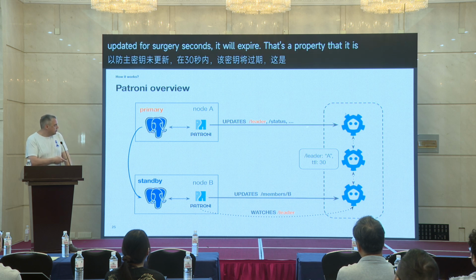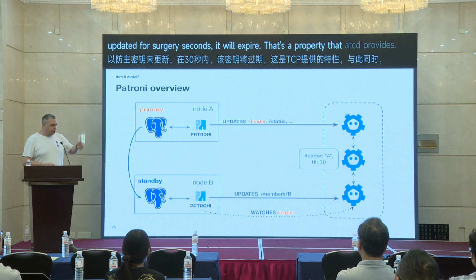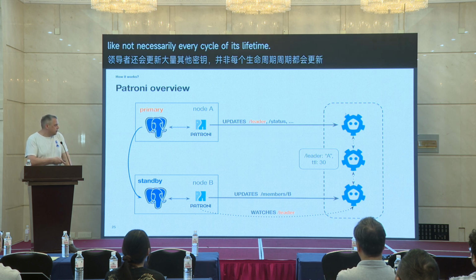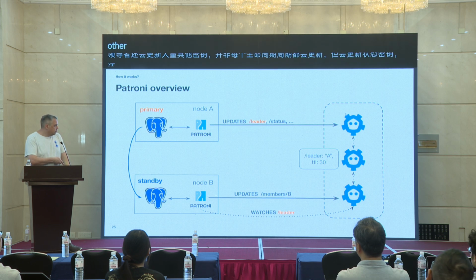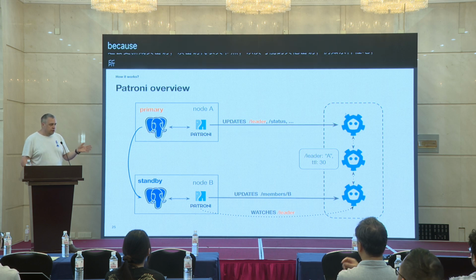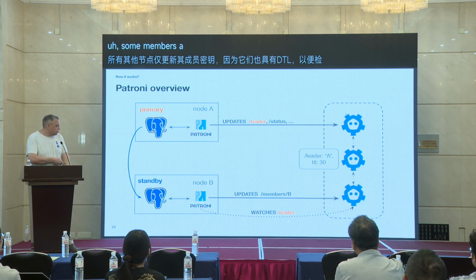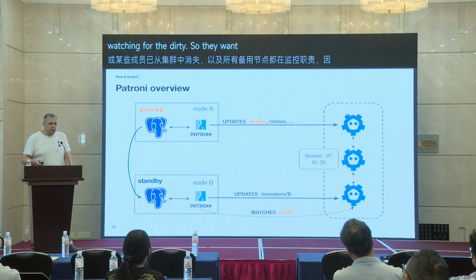At the same time, the leader also updates a whole bunch of other keys, not necessarily every cycle of its lifetime, but it updates the status key. It also updates the member key that represents its node, and maybe some other keys conditionally. All other nodes just update their member key, which also has a TTL, in order to detect that some members are gone from the cluster. And all standby nodes are watching the leader key, so they want to get a notification if the leader key expires.